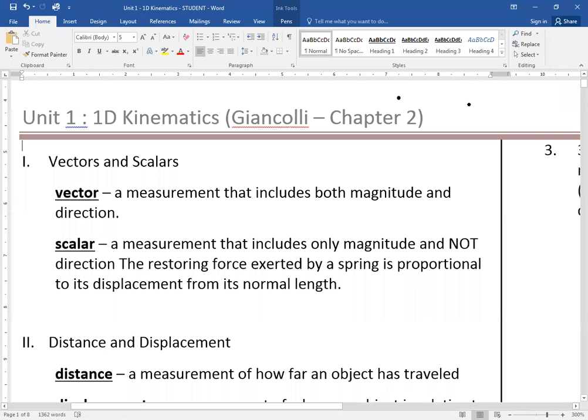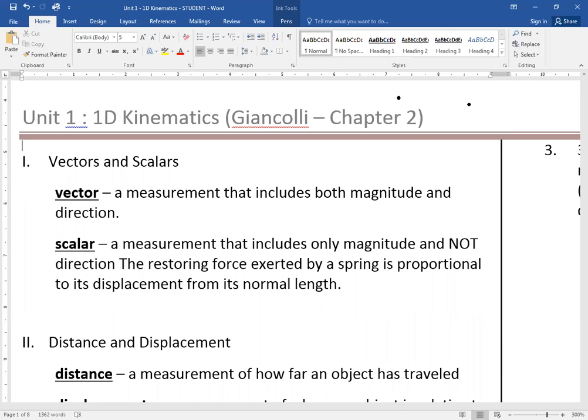Okay, so generally speaking in physics, we have two major families of measurements that we group things into. We have vectors and we have scalars. A vector is a measurement that includes both magnitude and direction. What is magnitude? Size, right? Magnitude is talking about size. It's how big something is. So a vector includes both the size of something and direction.